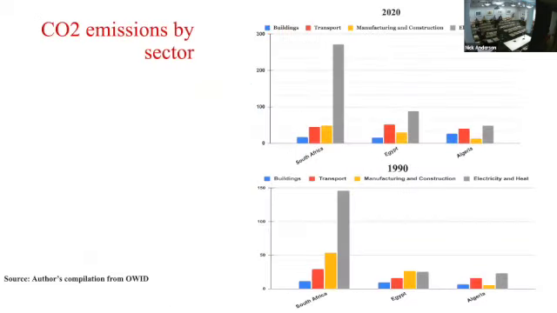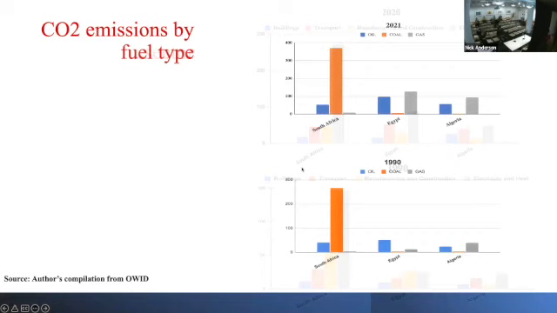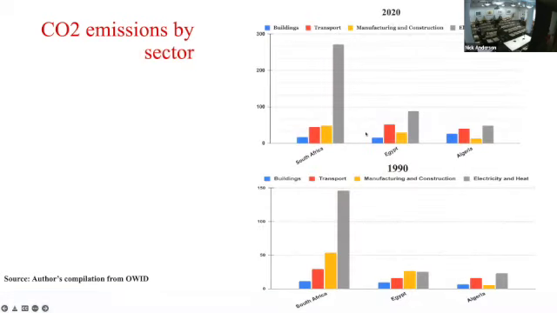Here I'm looking at emission by sector, which sector contributes most in terms of CO2 emission. When we look at all these three countries, you can see that electricity and heat is dominating. And South Africa relies on almost 80% of electricity from coal.